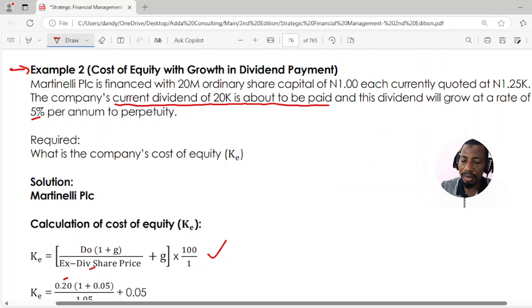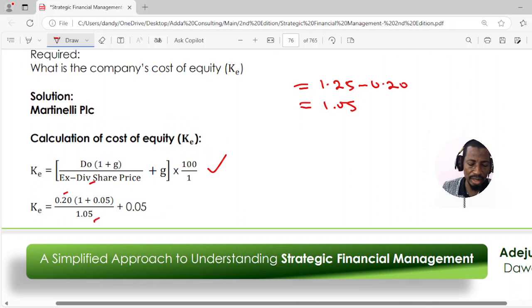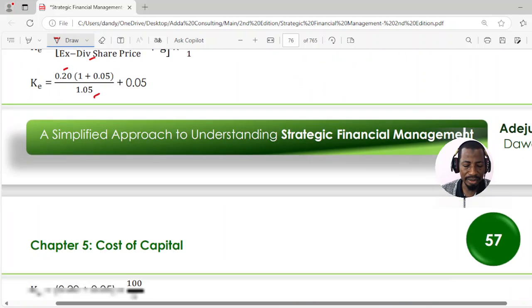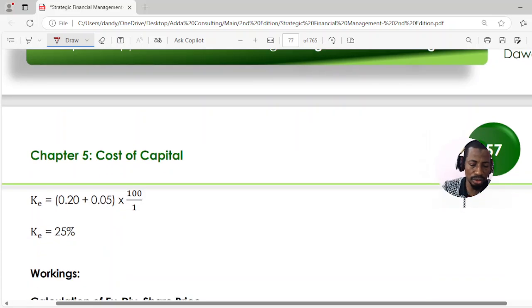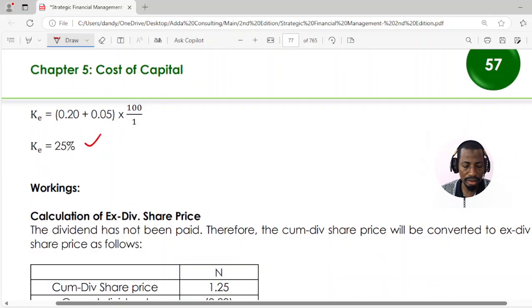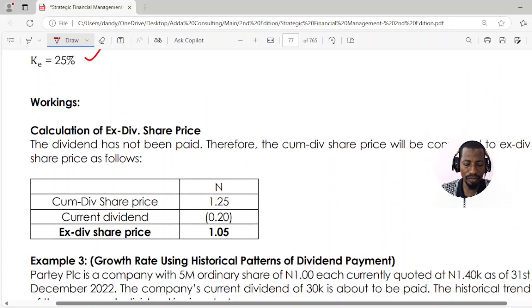So the cum-div share price is ₦1.25. Then I will less the current dividend of 20 kobo, 0.2. Therefore, my ex-div share price is ₦1.05. That's the ₦1.05 that we are seeing here. So put it in the formula, plus the growth rate, everything multiplied by 100%, then the cost of equity is 25%. So you can see the working here: how to convert the cum-div to ex-div share price.